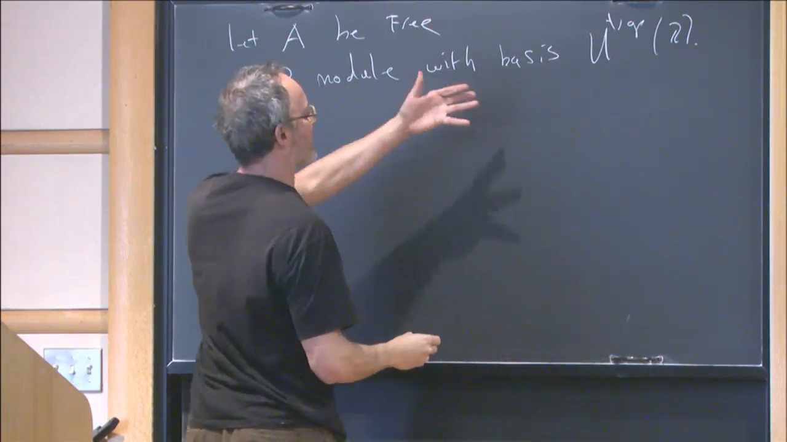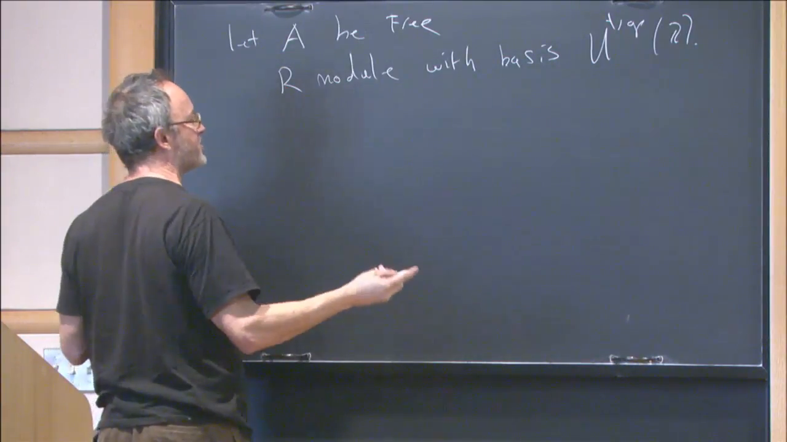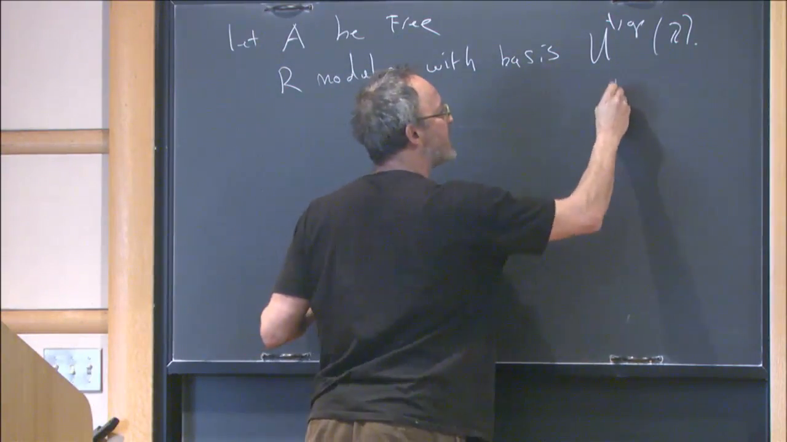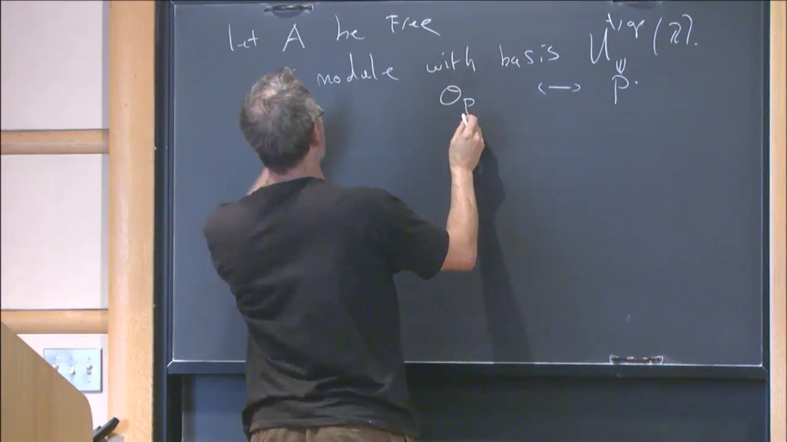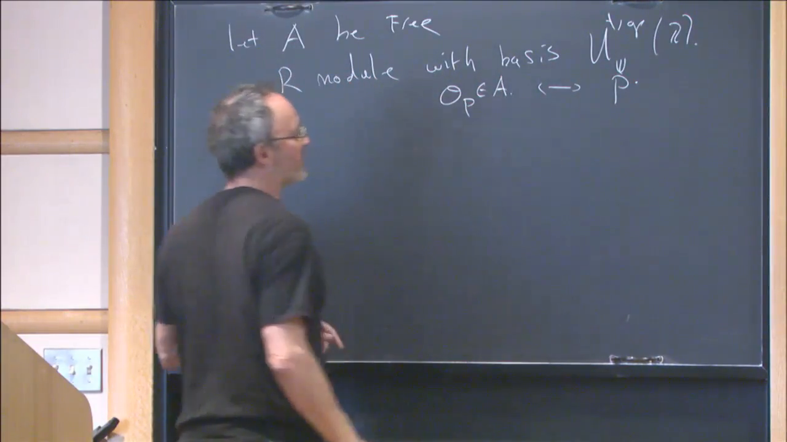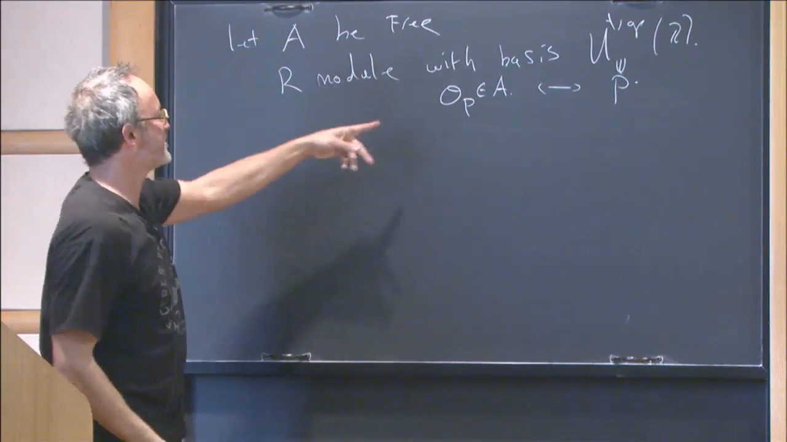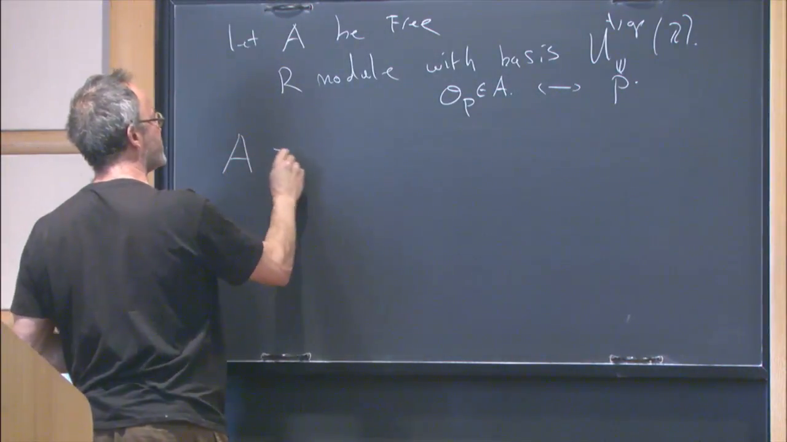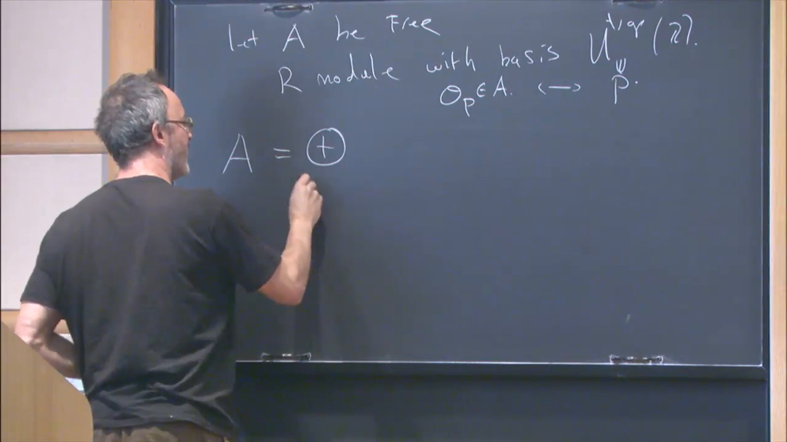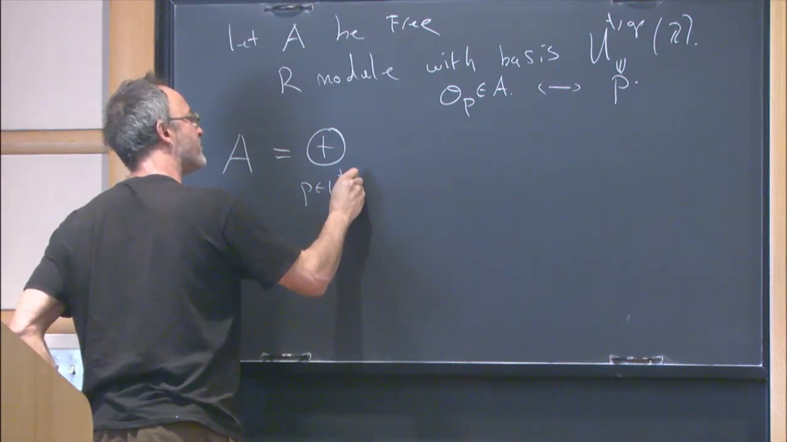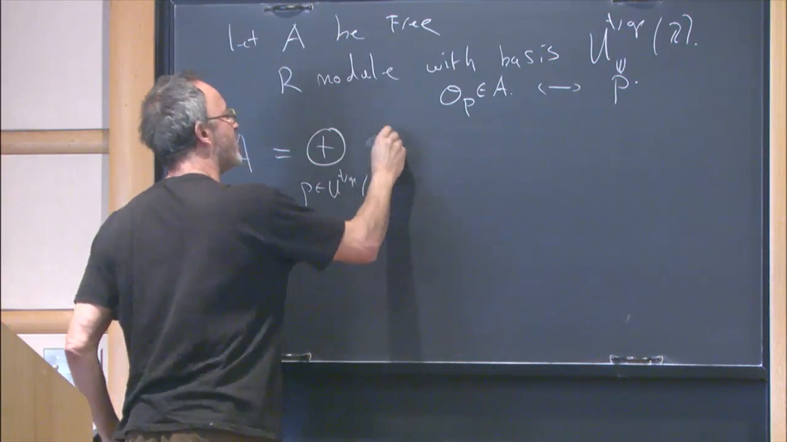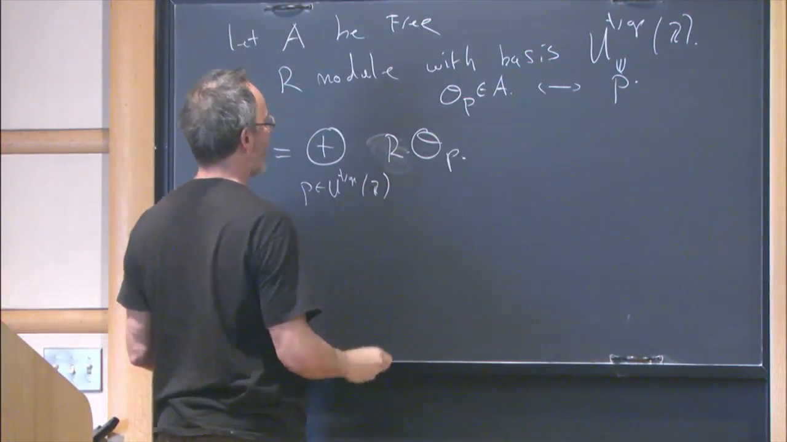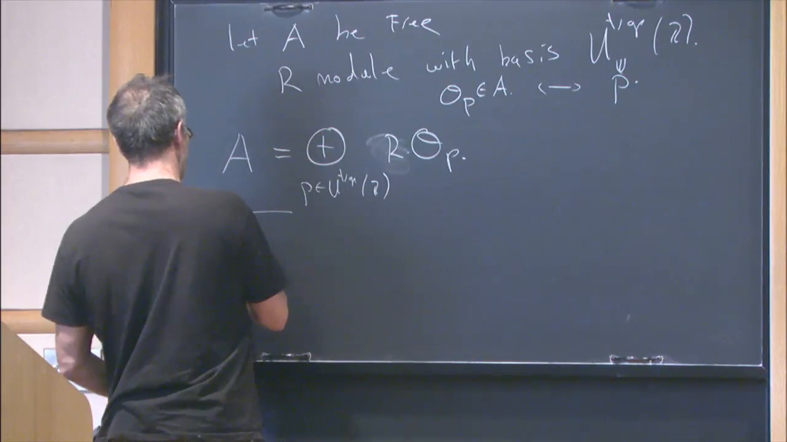And as I said in the first lecture, I'll just do this stupid notational thing. If I have P in here, I'll write theta P for the corresponding element of A, even though I should really just call it P, because that's the basis. So then A, just as a matter of definition, is the direct sum as an R module of P in the tropical set of R theta P. OK, now what's the conjecture?